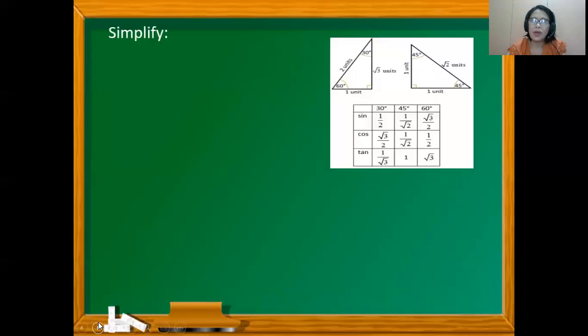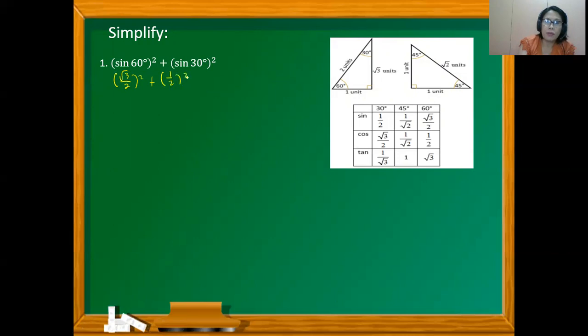Now, let's try to evaluate or simplify sine 60 quantity squared plus sine 30 quantity squared. We know that sine 60 is square root of 3 over 2, and we are about to square that, plus the square of sine 30. So sine 30 is 1 half, so this is the square of 1 half. This is equal to 3 fourths for this one, and this is 1 fourth. So this gives us 1.